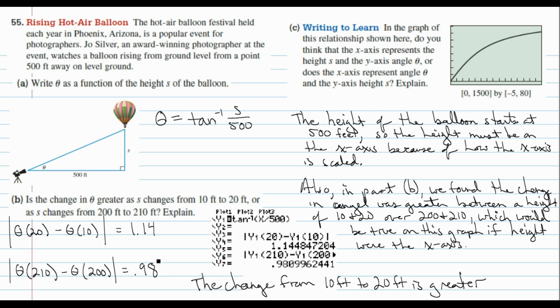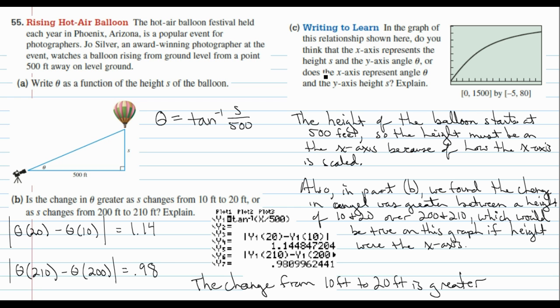Yes, I understand it is very small. When you're talking about a distance of 500 feet away, one little degree or even a little bit less than a degree will make a big gap at the end of that 500-foot stretch. So the change in theta is changing faster between 10 and 20 feet away than between 200 and 210 feet away. The change in theta.